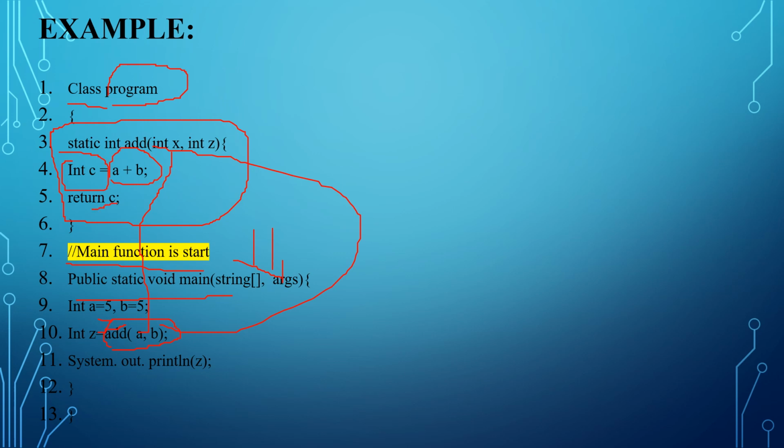That c we are returning because we used the return type as int. If you use the return type as string, we have to return a string value. Otherwise, if you don't want to return any value, we can use void here instead of int. That return value is stored in int z, a variable. Inside that z variable we are storing our addition value. After that, System.out.println, after printing this z variable, we will get the output as 10.